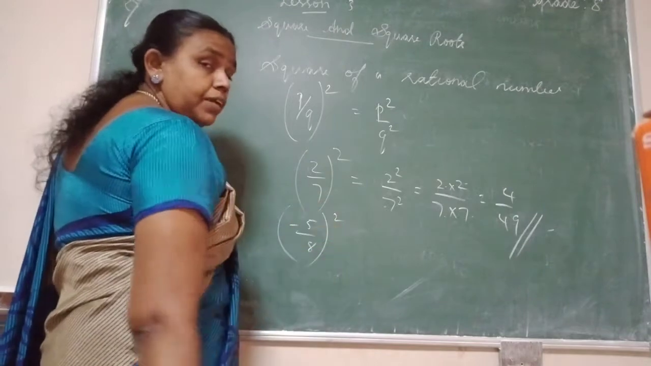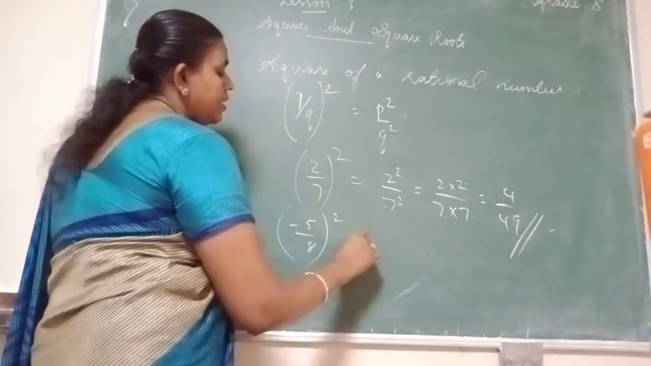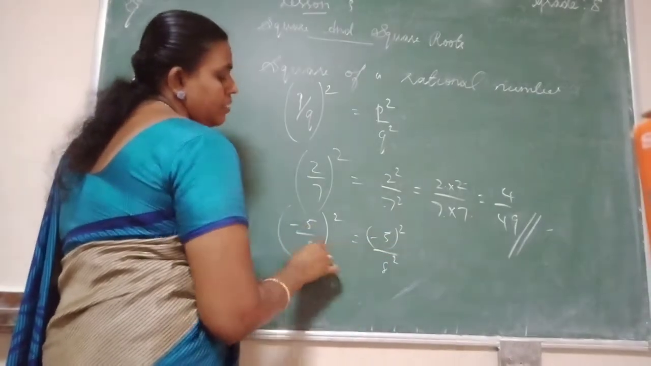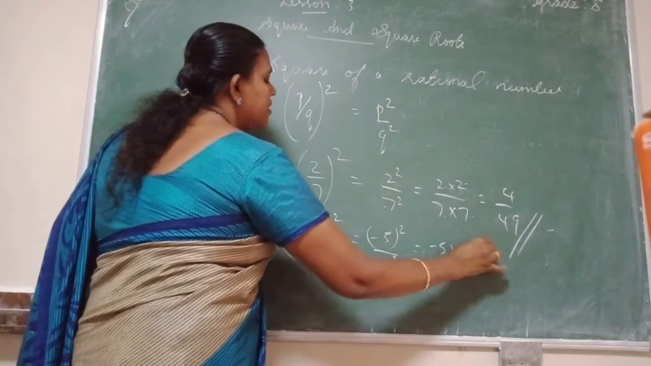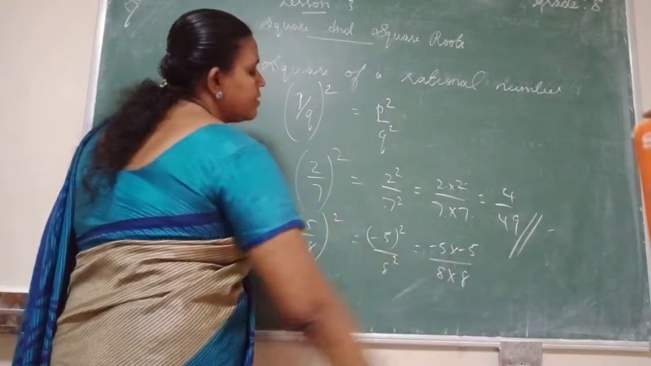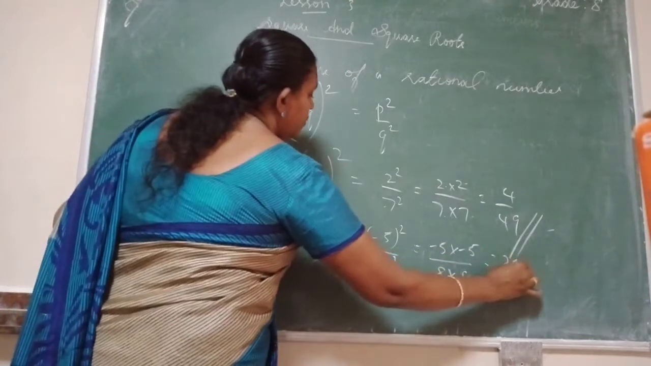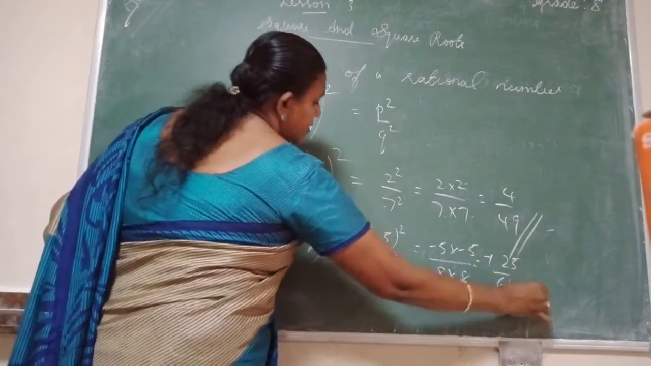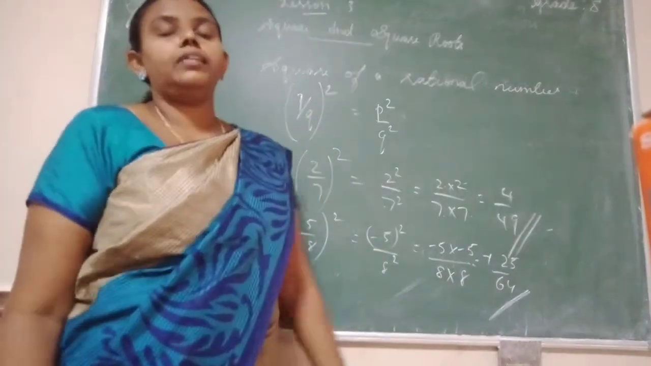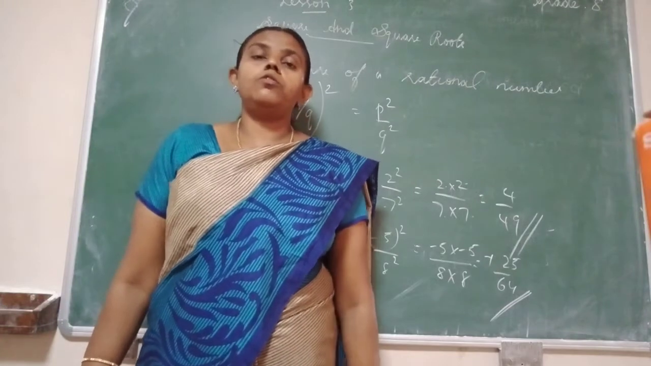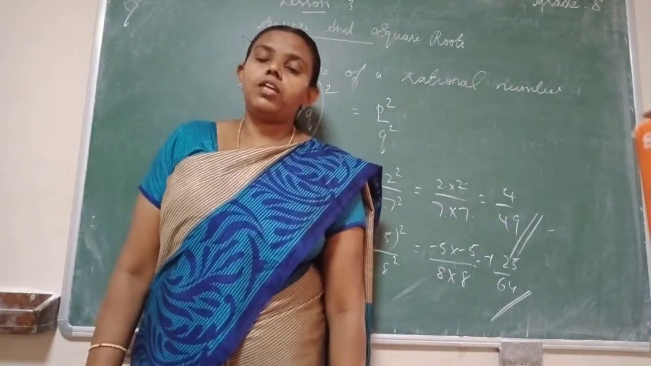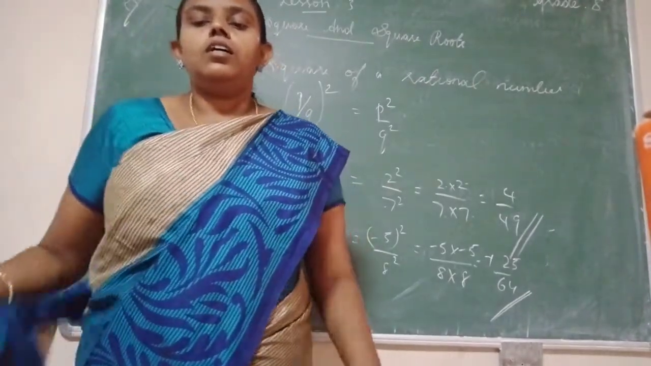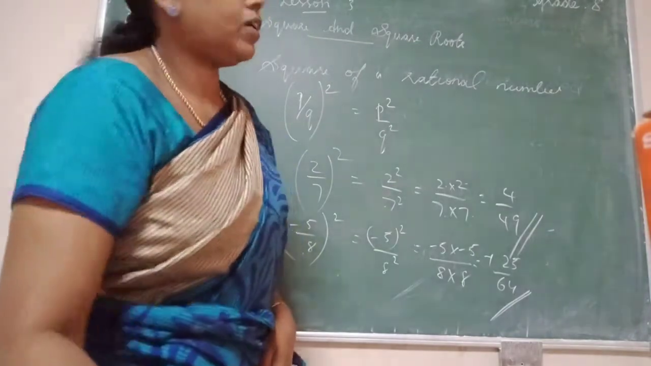One more example, minus 5 by 8. Can you tell me whether minus 5 by 8 is a rational number? Yes, minus 5 by 8 is a rational number. Minus 5 the whole square by 8 square is equal to minus 5 into minus 5 by 8 into 8. 5 5s are 25. Minus into minus plus. 8 8s are 64. Keep in mind, the square of a rational number p by q the whole square is p square by q square, the square of the numerator by the square of the denominator.